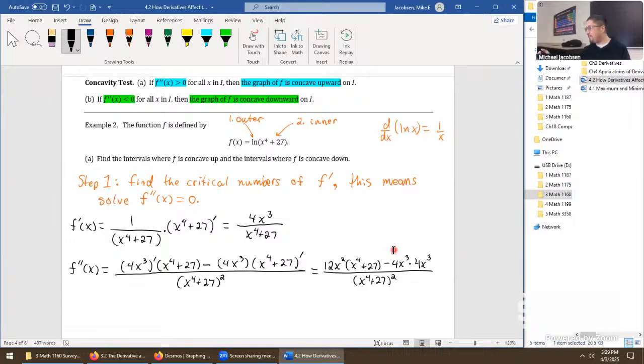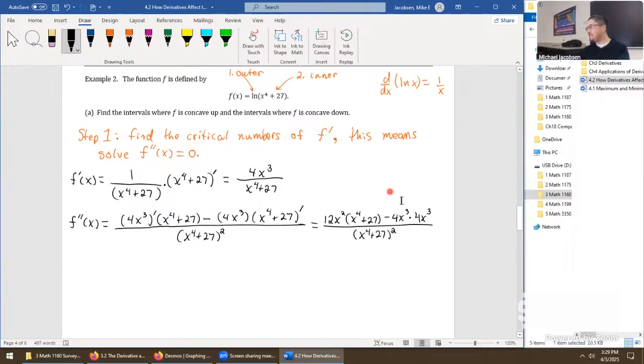If we try to use that function in the concavity test, it's going to be really, really painful. I won't even be able to do this in a reasonable way. We want critical numbers to this. So our task next is simplify this as much as feasibly possible. So here's our next line.